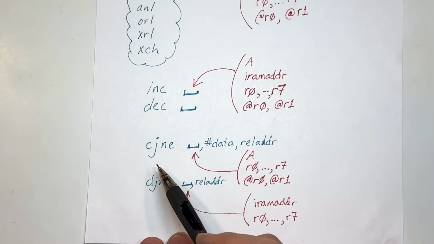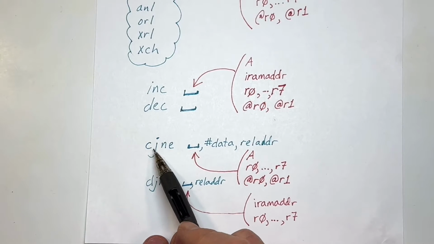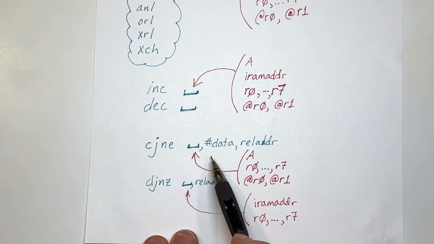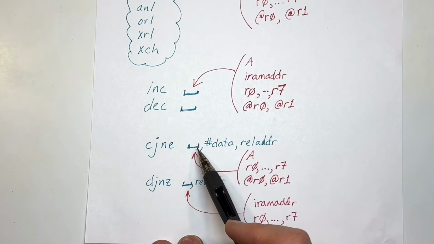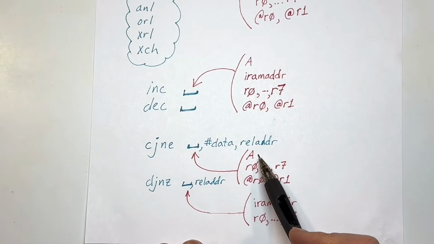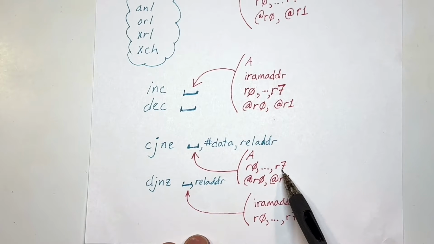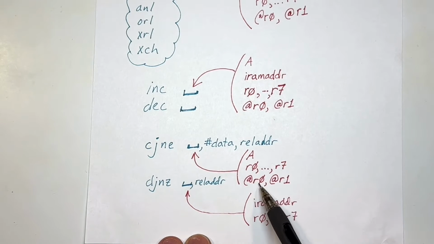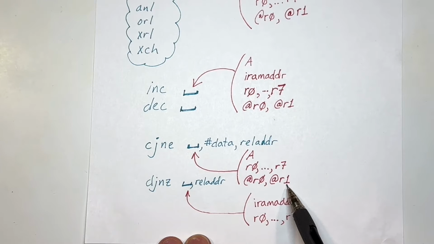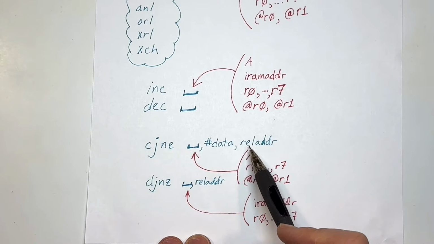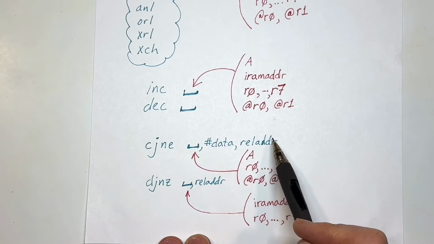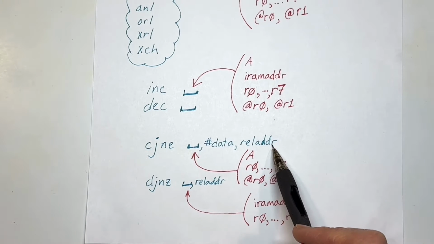For testing and jumping, we have this conditional jump, if not equal, that will compare something to an immediate value. And that something can come from the accumulator, from one of the 8 registers, or we can use R0 or R1 for indirect addressing. And if it's not equal, then we will jump. The target of the jump is given as a relative address.